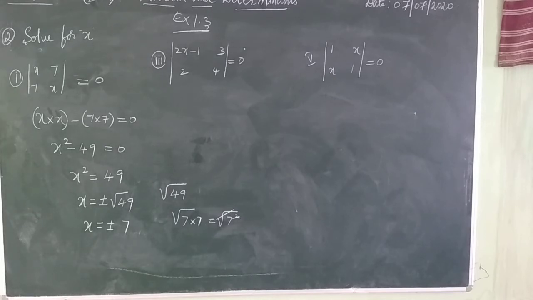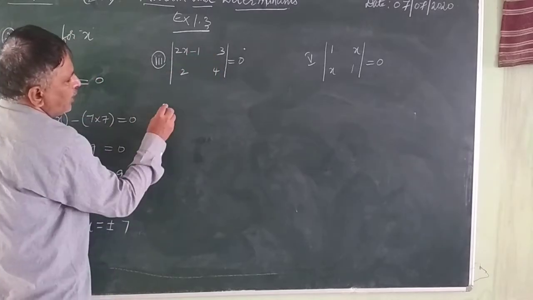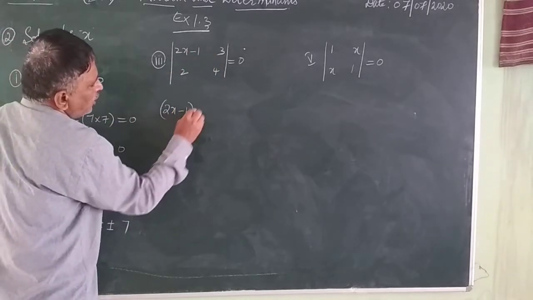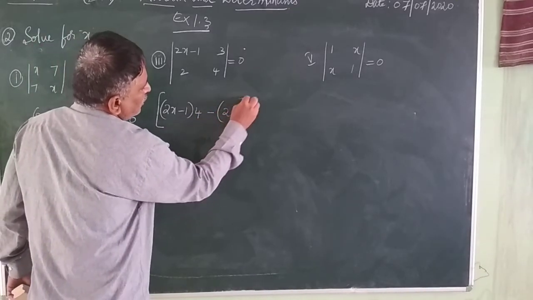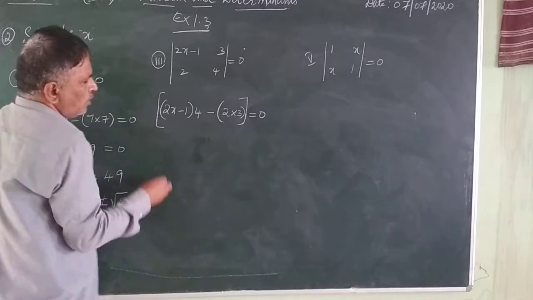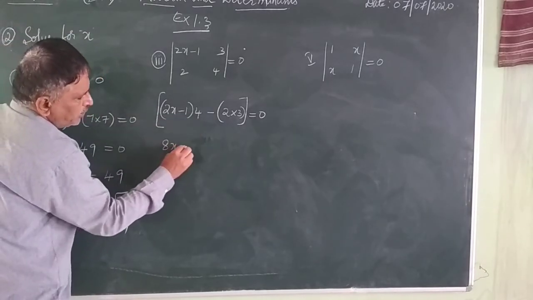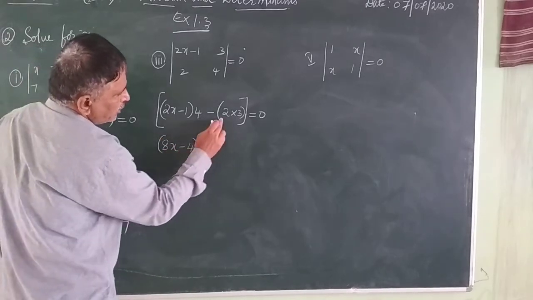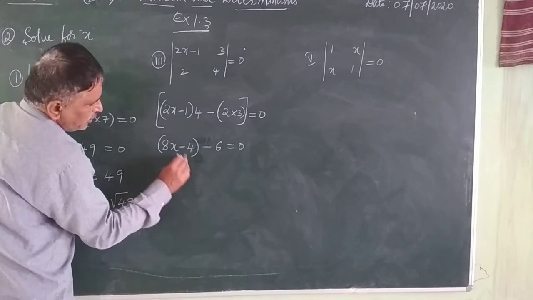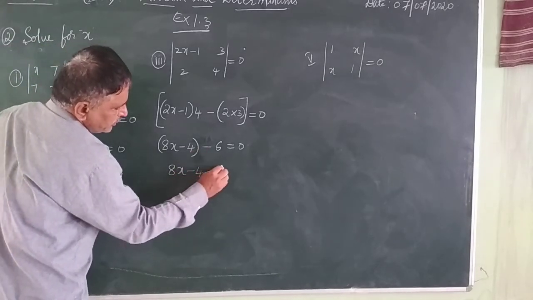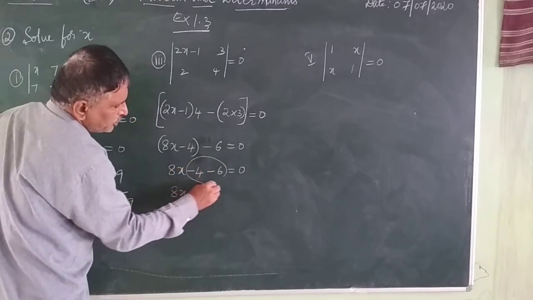Yes. Next one. Again, the product of principal diagonal minus the secondary diagonal. So 2x minus 1 into 4, minus 2 into 3. Now this is equal to 0. Now 4 into 2, 8x, plus into minus 4, minus 2 times 3 is 6, equal to 0. Now 8x minus 4 minus 6 is equal to 0. Remember, these two are constant values.